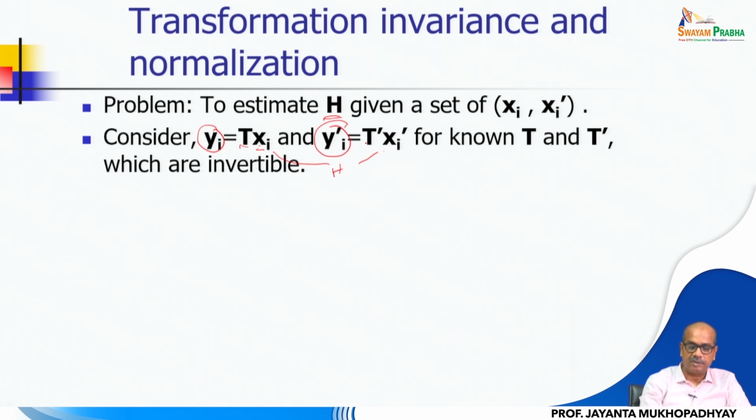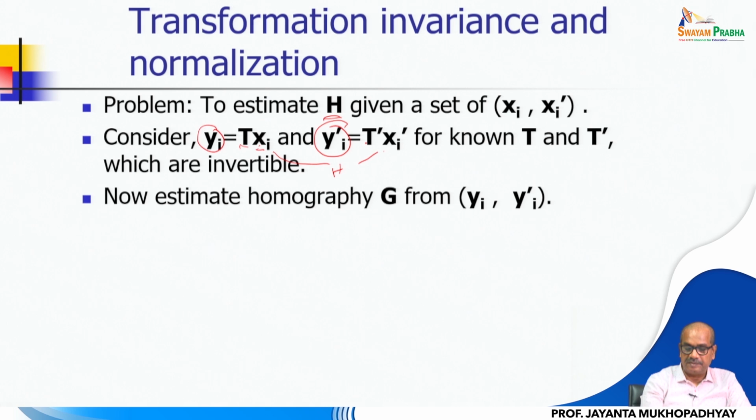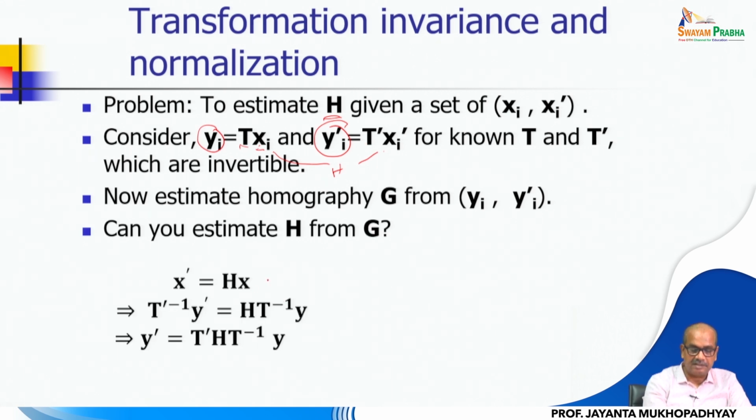We can show that it is possible. You can see that X prime equals Hx, and then replace X prime and X by these respective transformation operations, which are invertible transformations by the way. So you can see that even the transformed points are related by a 3x3 transformation, which is a non-singular transformation matrix. So instead of H, we are estimating this matrix G, and by knowing T prime and T inverse, from G we can get H.